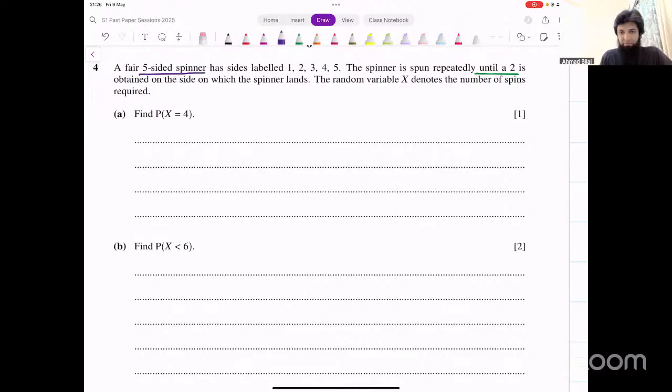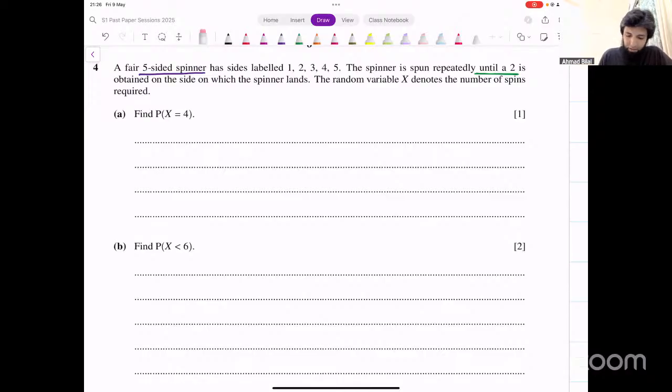5-sided spinner. We have 5 numbers. Apart from stem and leaf, you've got a cumulative frequency curve, histogram, and also box and whisker. These are the 4 diagrams that you've got: stem and leaf, box and whisker, cumulative frequency, and histograms.